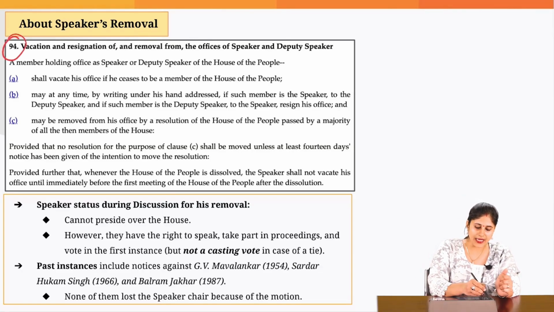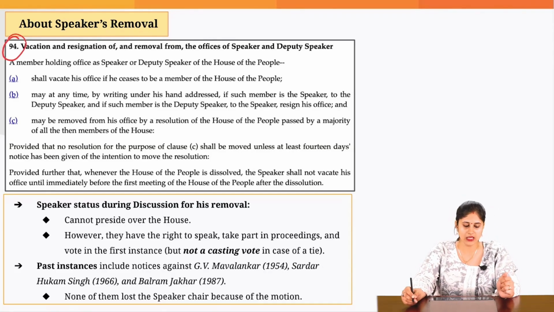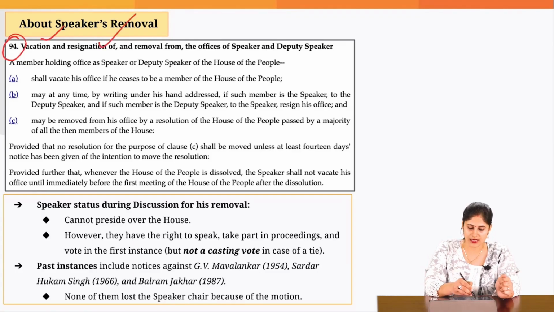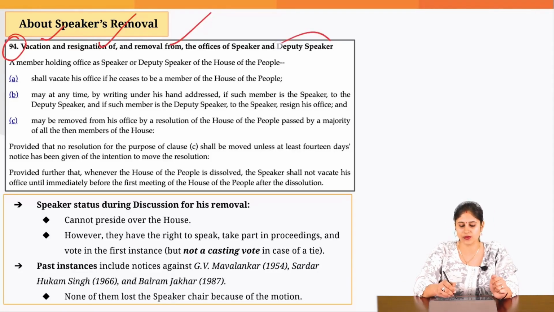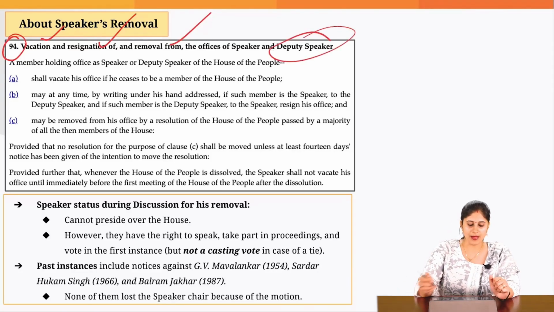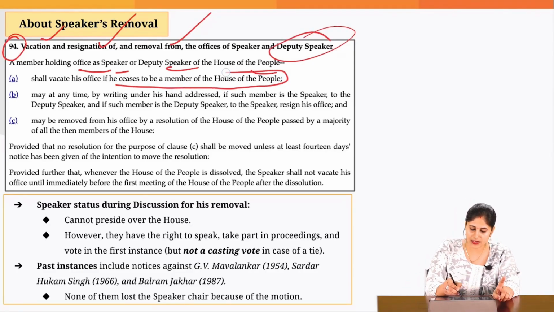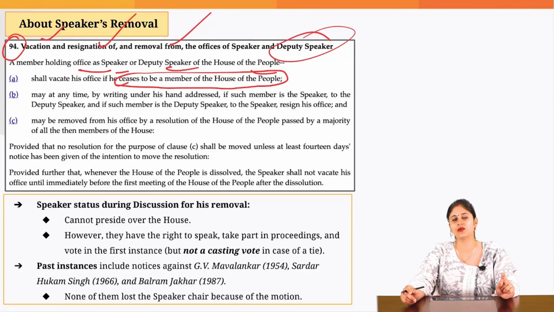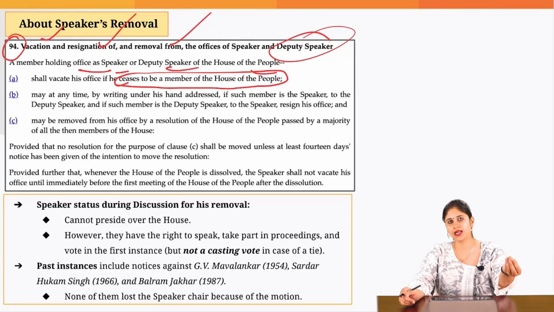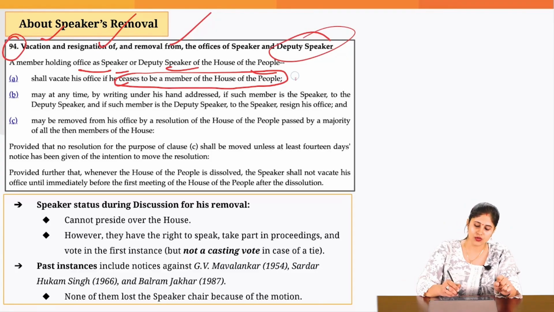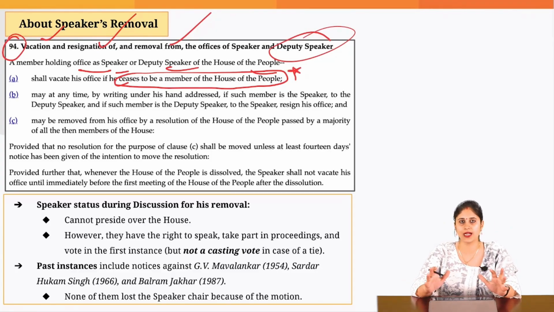So, Article 94 of the Indian Constitution deals with the vacation, resignation and removal of the speaker as well as deputy speaker. A member holding the office as speaker or deputy speaker of the house would be vacating his office the moment that person ceases to be a member of the house, because we know that a person could be appointed as speaker only when that person is a member of the Lok Sabha. Okay, so once he ceases to be a member of the house, in that case he ceases to be the speaker or deputy speaker also.